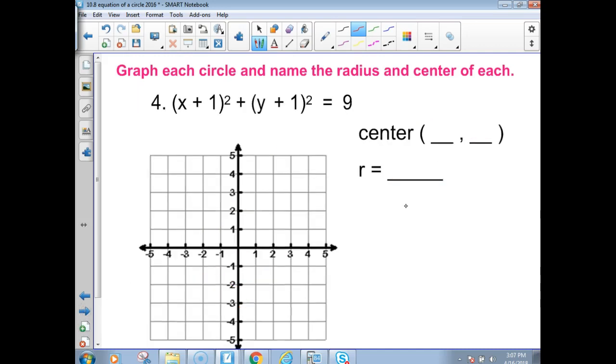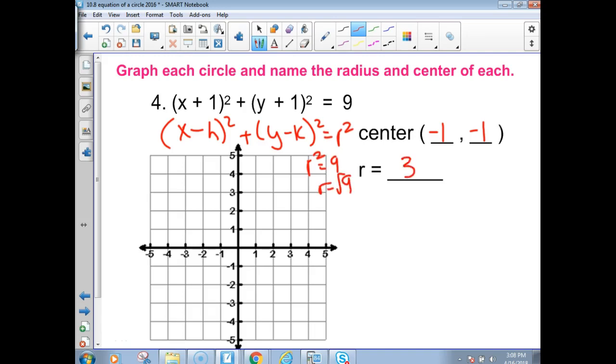All right, third one. Now our center moved. Remember the format says x minus h. So in this case, h is -1. And it said y minus k. So k is also -1. And it says equals r squared, and r squared equals 9. So r is going to be the square root of 9, which is 3. All right, we plot (-1, -1), and we start counting 3 away.